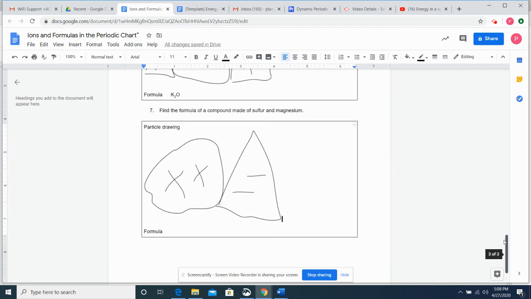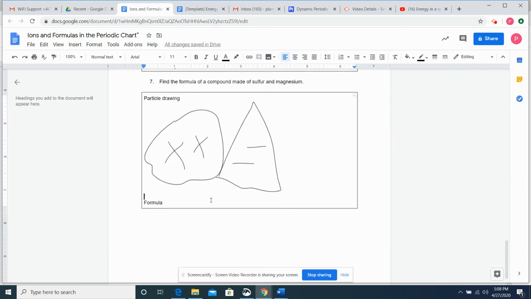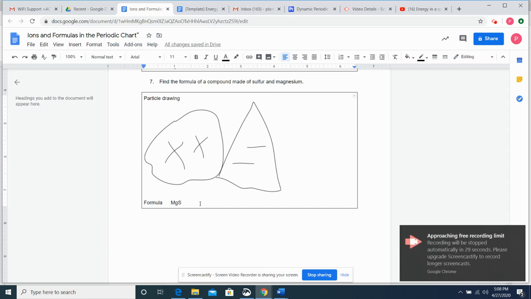And now I'm going to write the formula down here for the compound. Remember, the metal comes first. The object on the left-hand side of the chart comes first. So you're going to write Mg, and you're going to write S, and there's the formula for that compound. So now you can use the charges on compounds that are in the periodic chart that you just made to be able to write the formula for a compound.